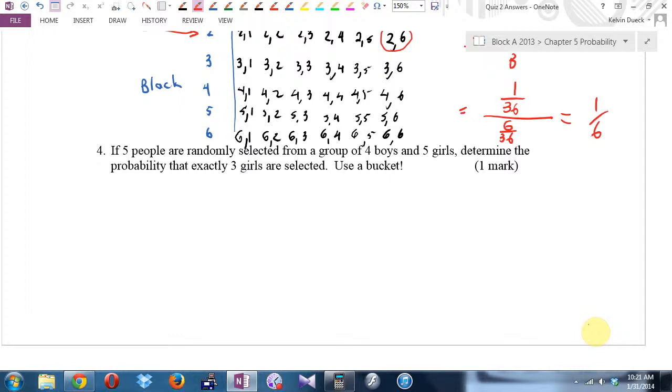So I wrote here, use a bucket. This is important. I'm giving you hints because I don't think on the test I'm going to tell you to use a bucket. How do I know to use a bucket here? We have 2 different groups. We're picking 5 people. I could do this with a 5-level tree, but it would take up a whole page. Okay, keep reading.